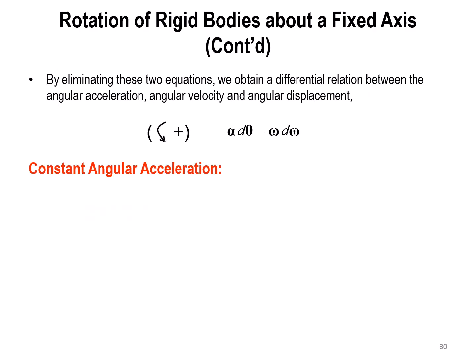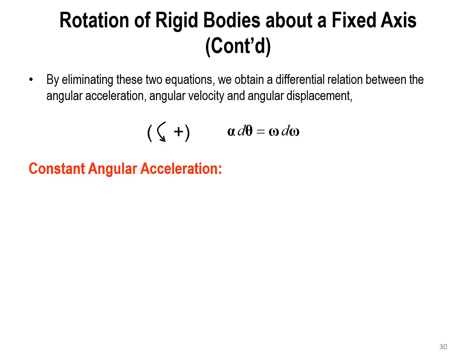So by eliminating dt from these two equations, we obtain the differential relation between the angular acceleration, angular velocity, and angular displacement: alpha d theta equals omega d omega. The change in velocity is a function of the velocity itself.